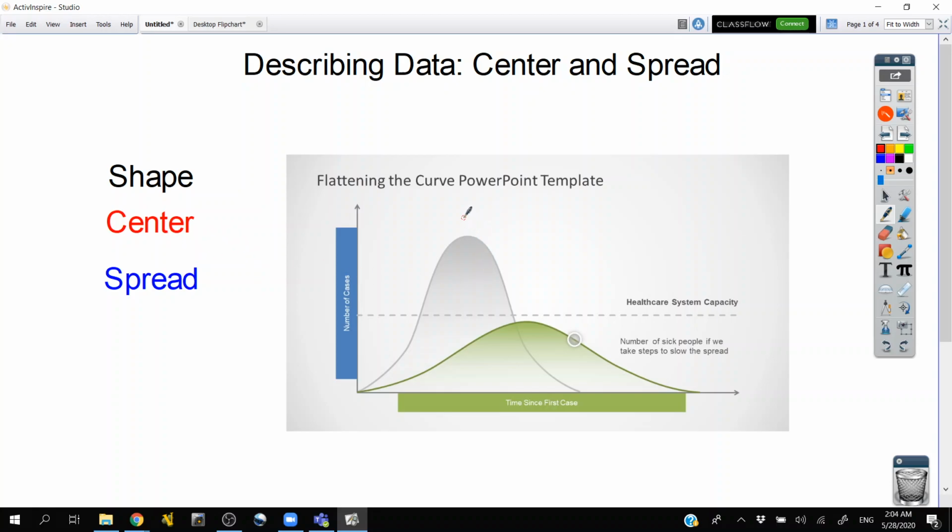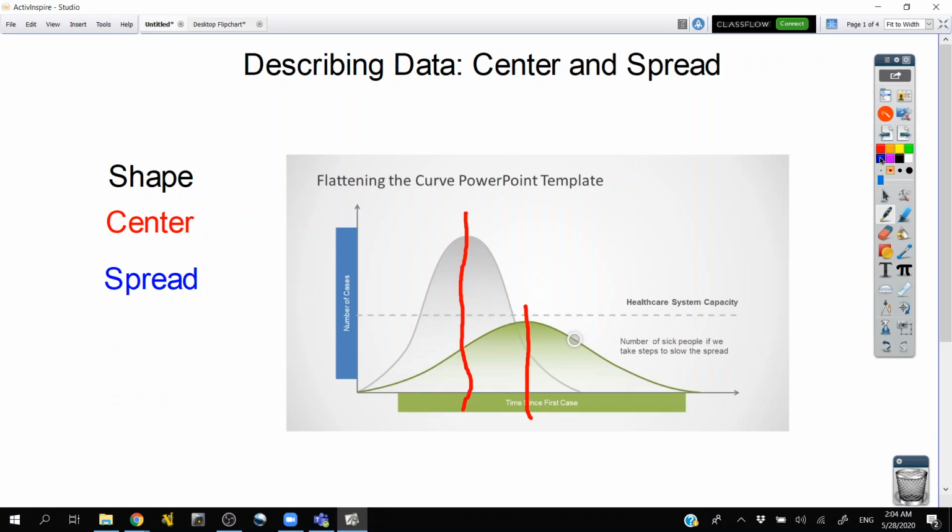That said, the center of the gray curve is near here. I know that line's not perfect. And the center of the green curve is near over here. So you'd see the center of the green curve is way more to the right. It's just saying that the cases happened faster in the gray curve.